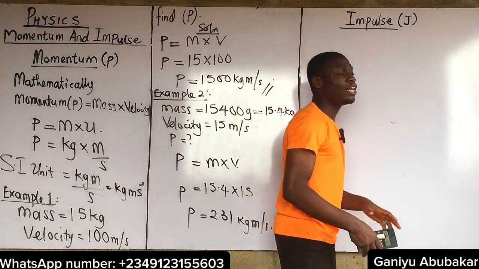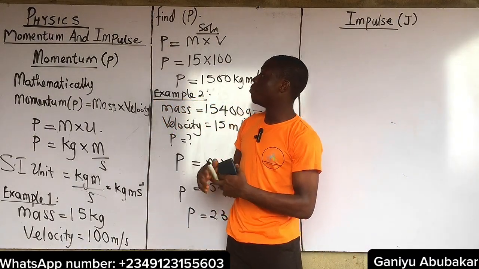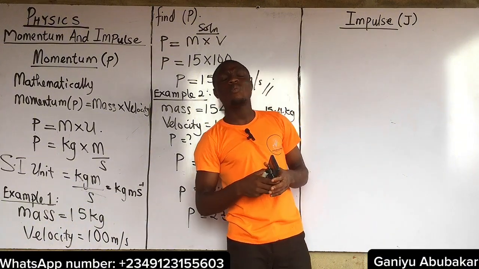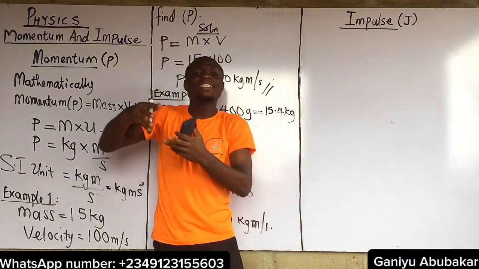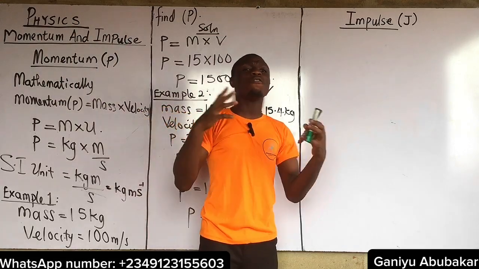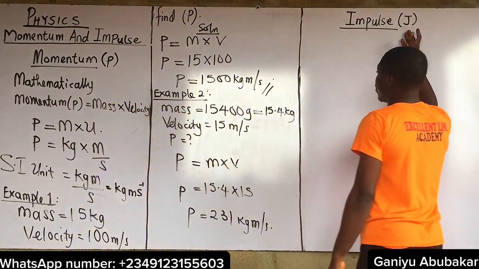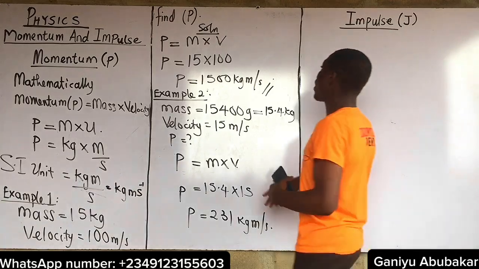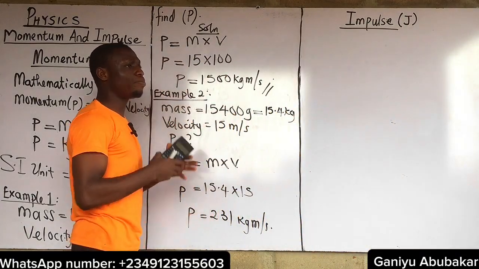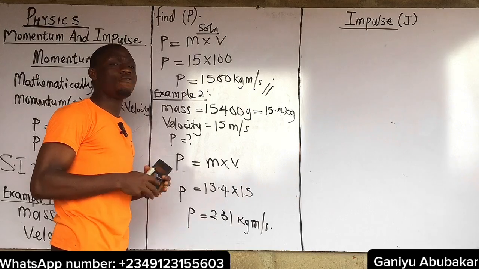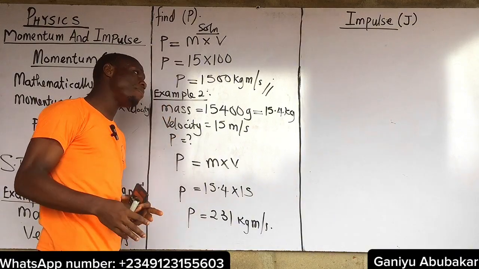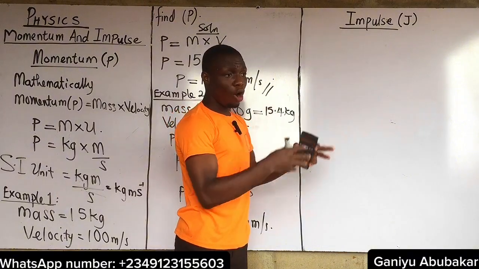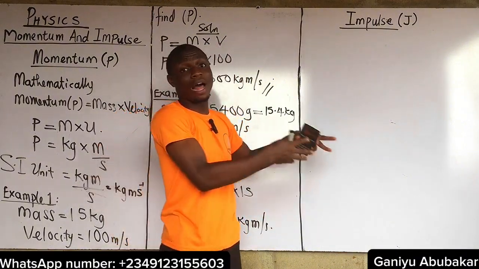Impulse is abbreviated with J. Some people use I, but we know that I represents inertia. So to avoid confusion, we can use J, or you can still use I if you want to, but for me, I'm using J. So impulse is simply the product of the average force of an object or particle and the time interval it takes the force to act.